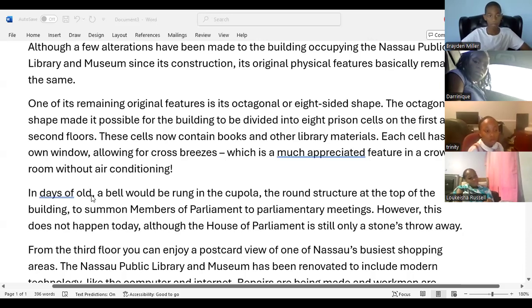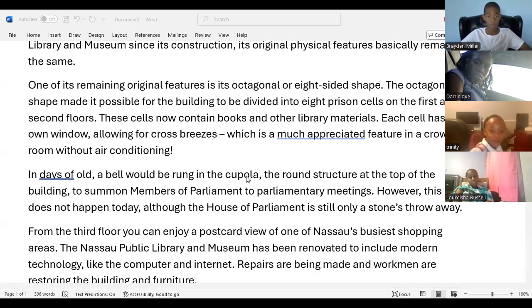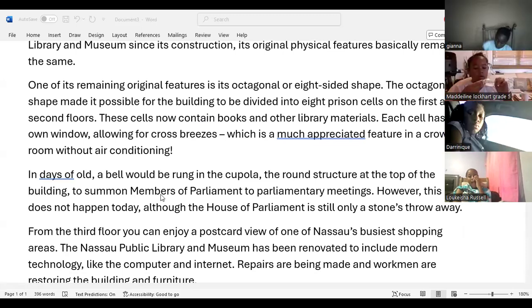In the days of old, a bell would ring in the cupola, the round structure at the top of the building, to summon members of parliament for parliamentary meetings. However, this does not happen today, although the House of Parliament is still only a stone's throw away.